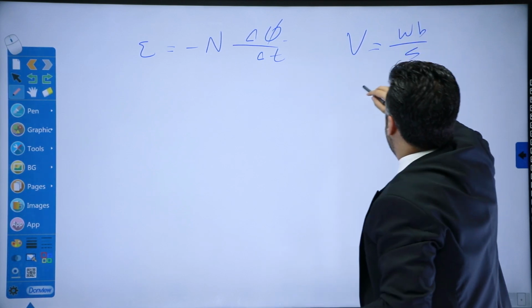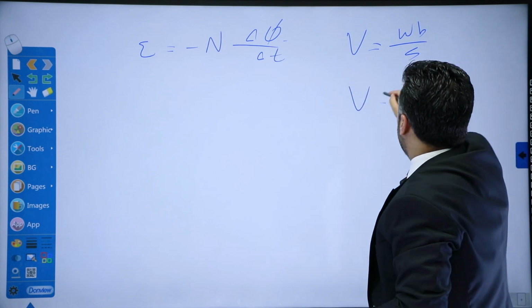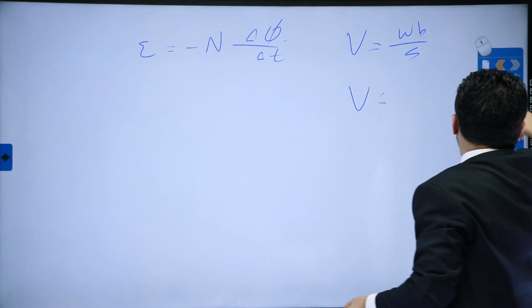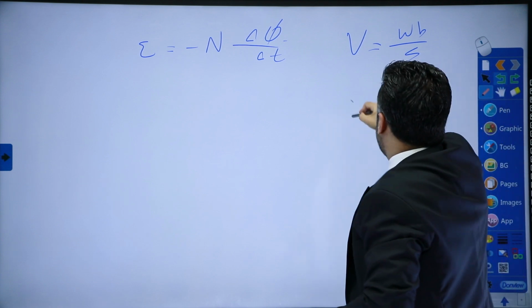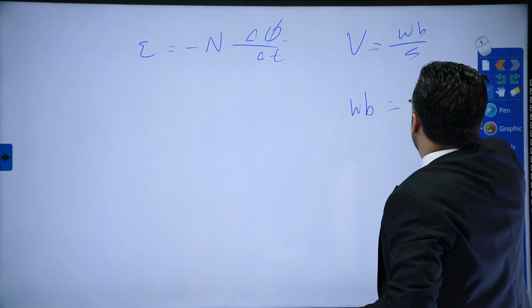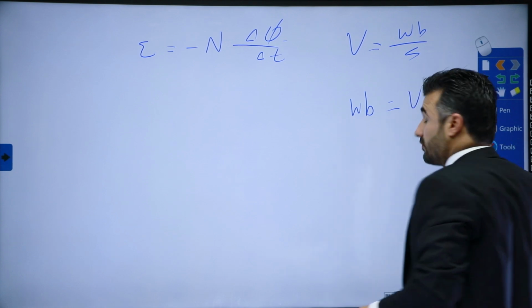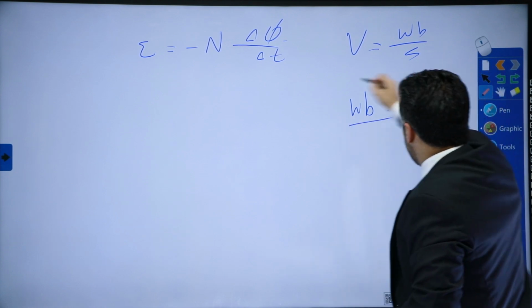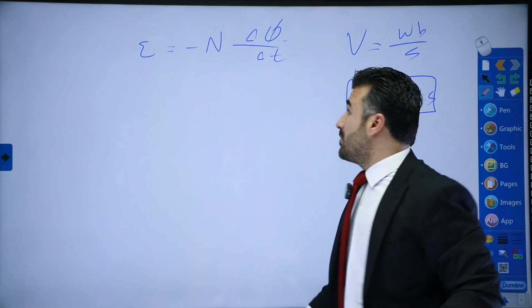So we can also say that the volt equals what? If we use cross multiplication, the weber, the magnetic flux, is basically equal to the voltage, volt, times second as well. This is another important unit. You need to remember that.